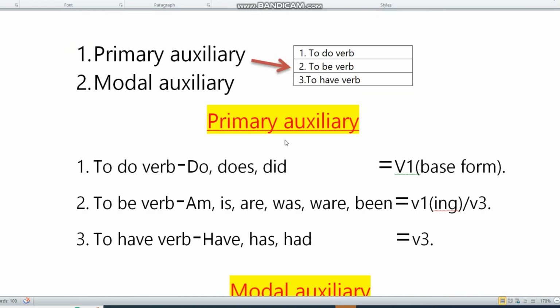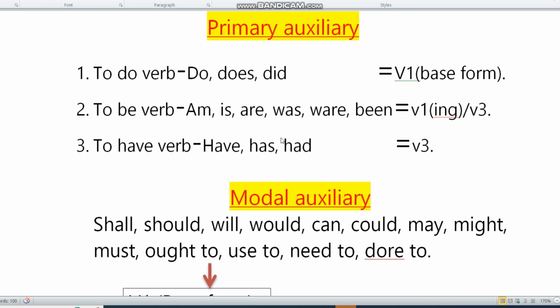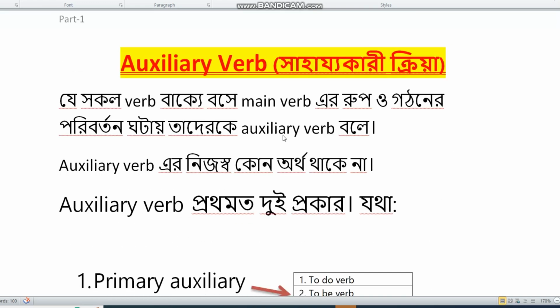I think you all have to learn this auxiliary verb, because without auxiliary verbs we cannot make any sentence. We cannot express our mind and feelings. So we have to learn this auxiliary verb clearly and properly.